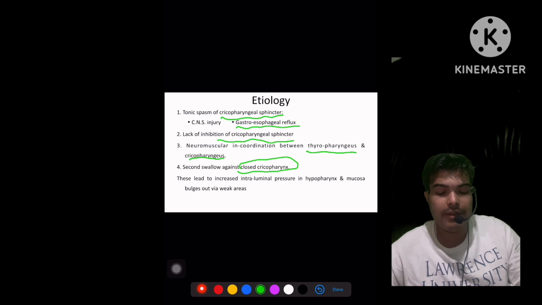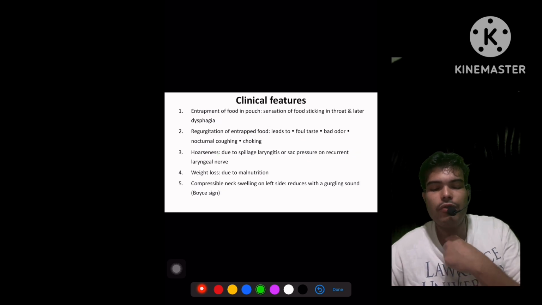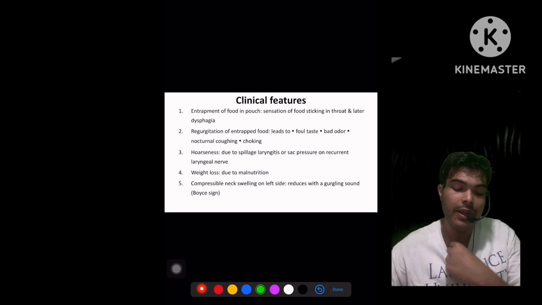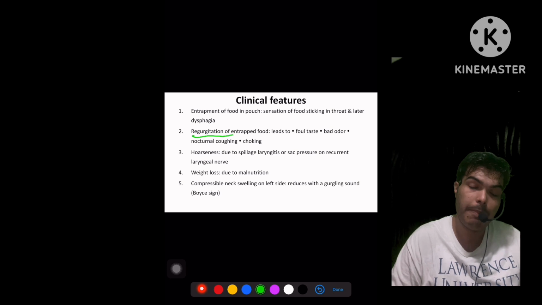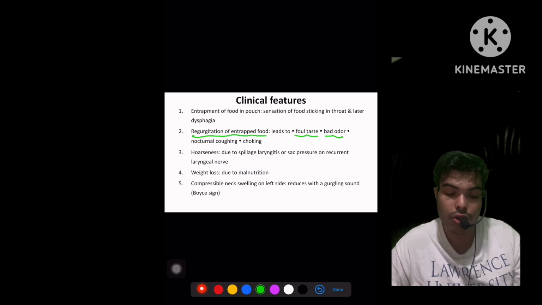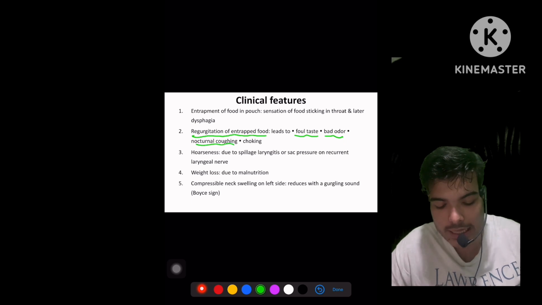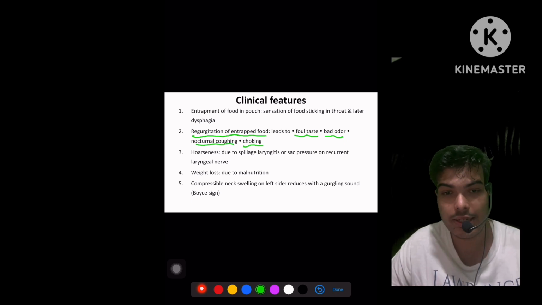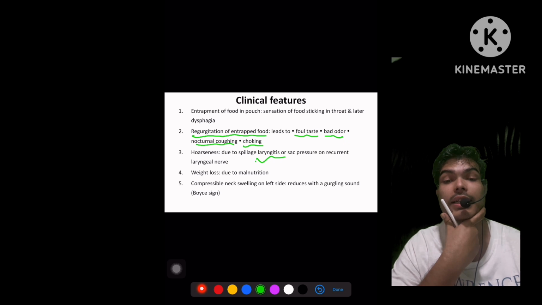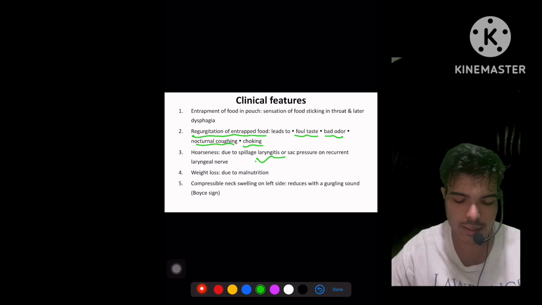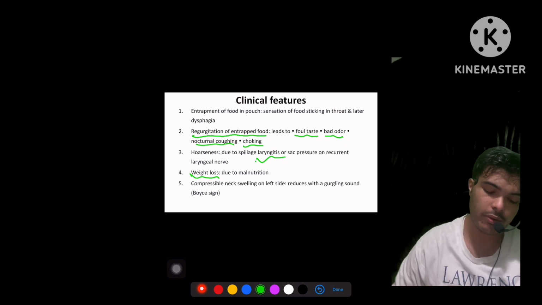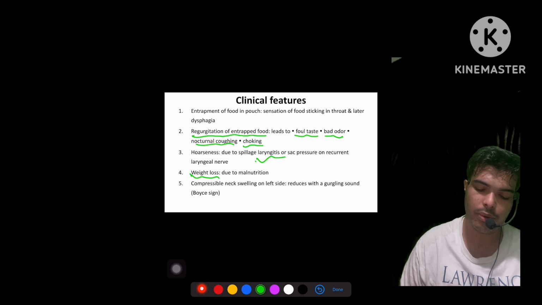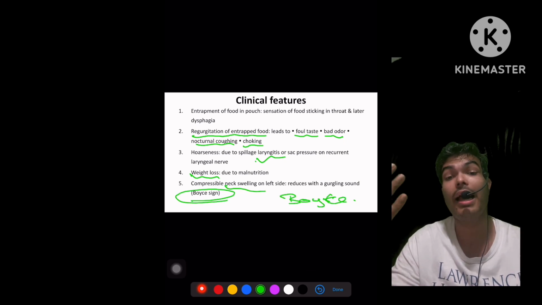What you need to remember is entrapment of the food in the pouch, sensation of food sticking in the throat, leading to dysphagia. Yes, regurgitation of the entrapped fluid, foul taste, bad odor, which is known as halitosis, nocturnal coughing, choking, and hoarseness of voice can occur because of associated laryngitis, okay. There can be pharyngitis because of the food. Weight loss can be there due to malnutrition, and there will be a pouch on your neck, neck swelling can be there, and that's known as Boyce sign, B-O-Y-C-E.